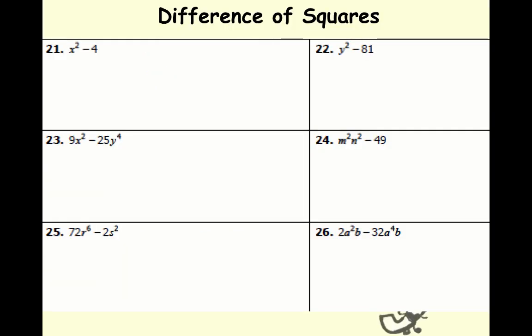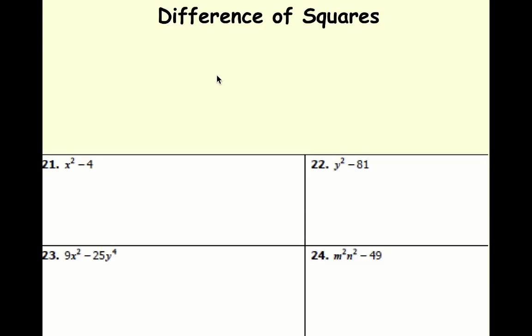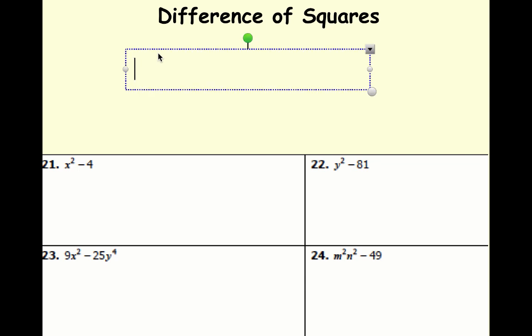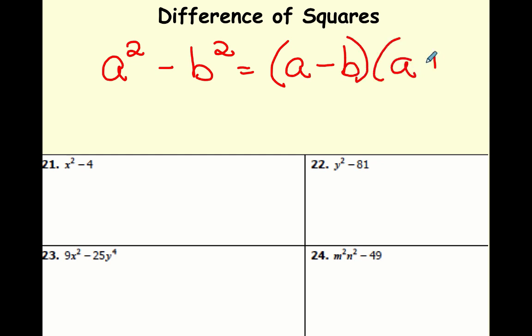And last but not least, we have difference of squares. Difference of squares is a rule that you just pretty much need to make sure you remember. And it works like this. It says that whenever you have two perfect squares that are being subtracted, it always factors as square root minus square root times square root plus square root. Now remember, your perfect squares are numbers that when you square them, you get that factor.